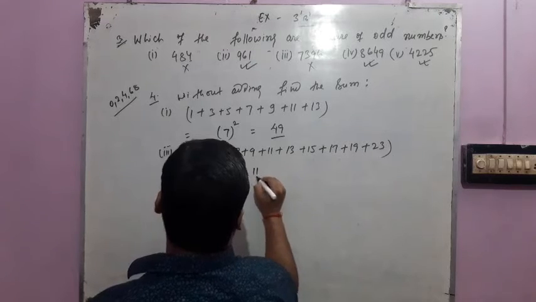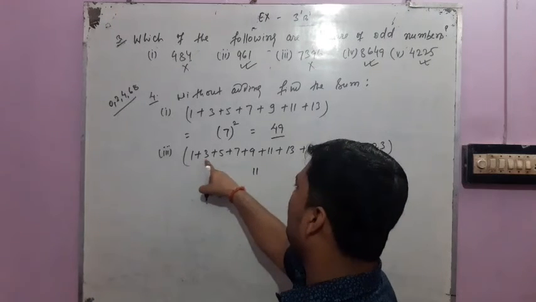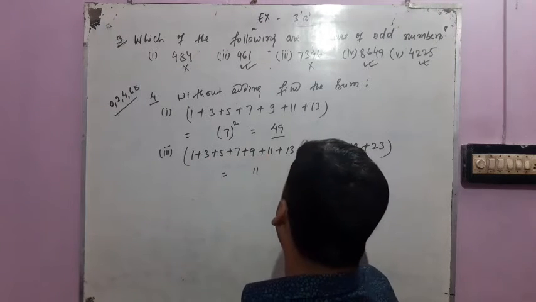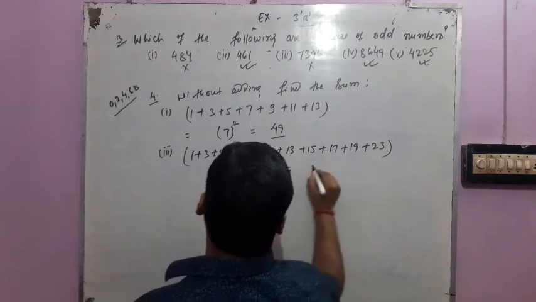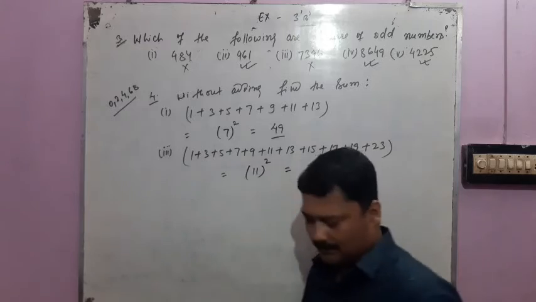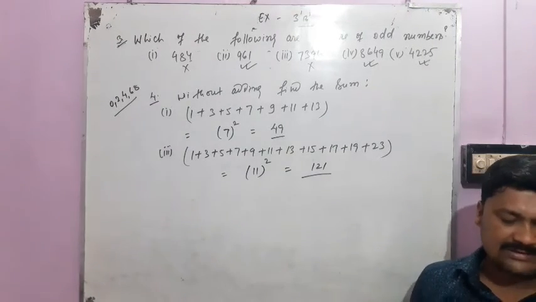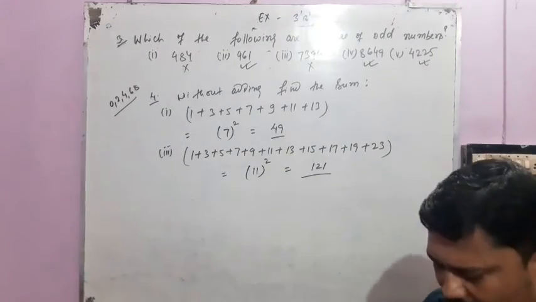So we have to write 11 here. Now we have to make the square of 11. What is the square of 11? 121. Okay. Now students, moving on to the next question, question number 5.